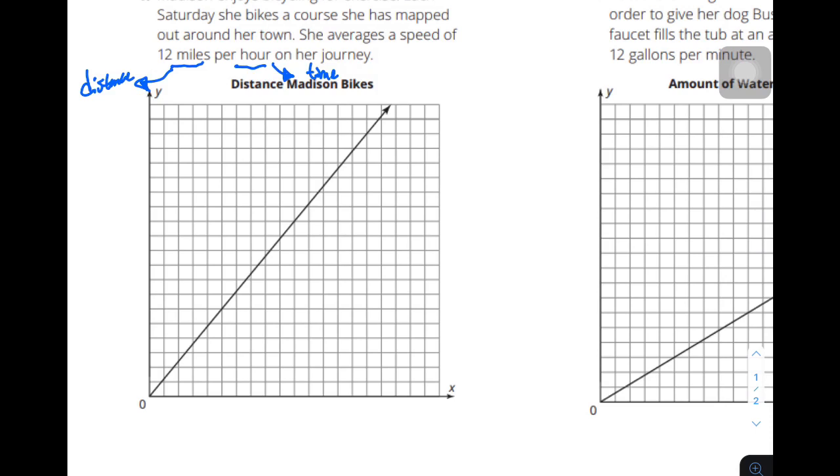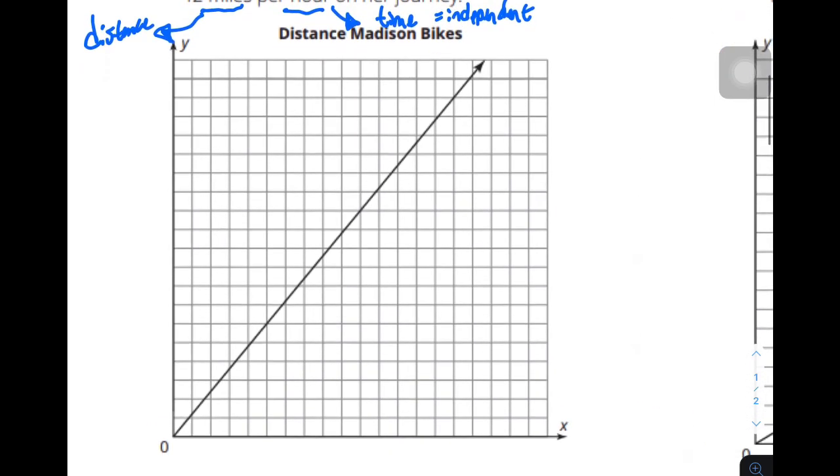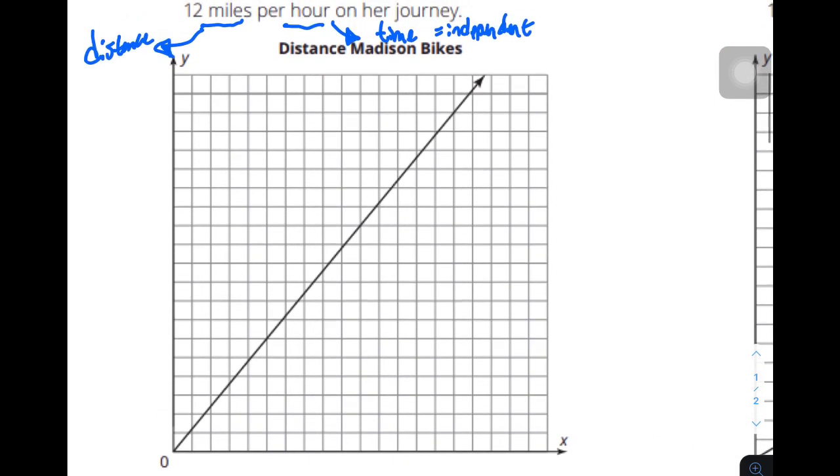Which of those is independent and which of those is dependent? Well, time is almost always independent. So we can actually say time is the independent one, which means our distance is dependent.